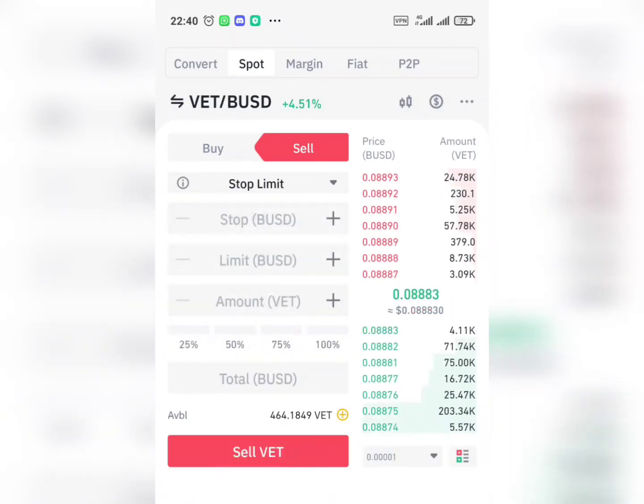Now in your stop limit, we have stop and then limit. Then in stop limits, the price here means you are putting your stop limit below your entry price. You're saying that if this coin drops below the entry price, it should help me minimize my loss and close the trade.